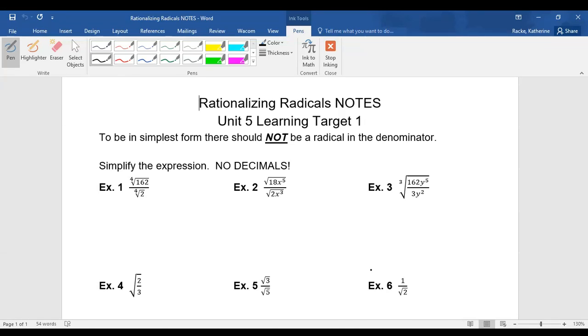Okay, guys, we are talking about rationalizing radicals today. We are still on learning target 1. To be in simplest form, there should not be a radical in the denominator, okay? We are going to simplify the expressions. We don't want any decimals, so we're going to talk about how we can deal with a radical in the denominator and the first steps we need to take.